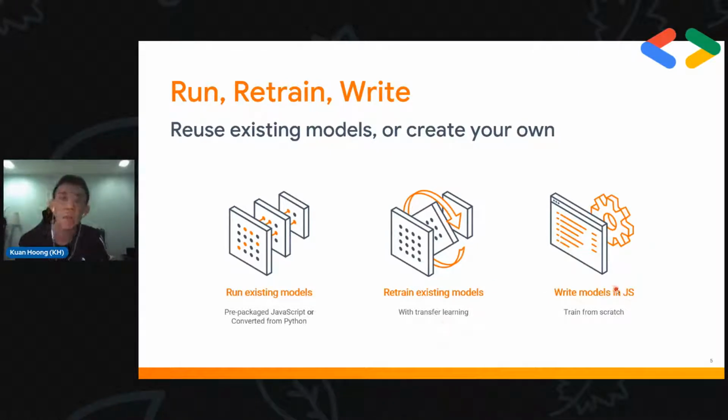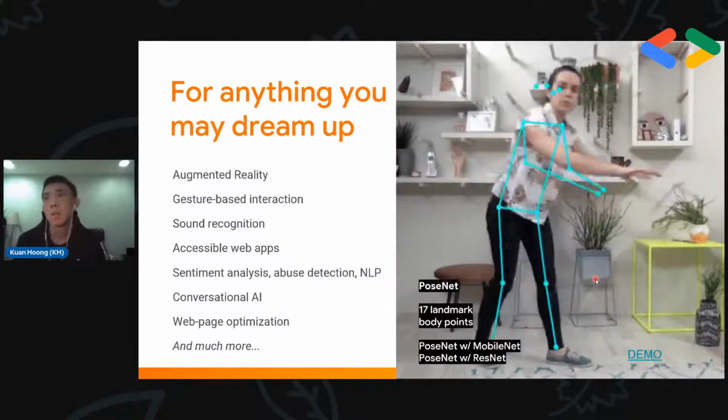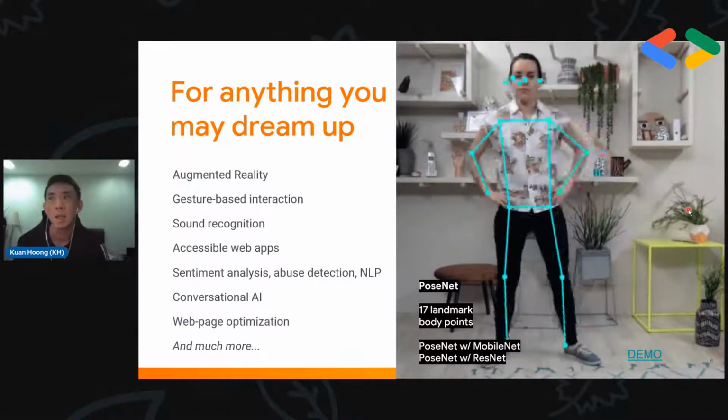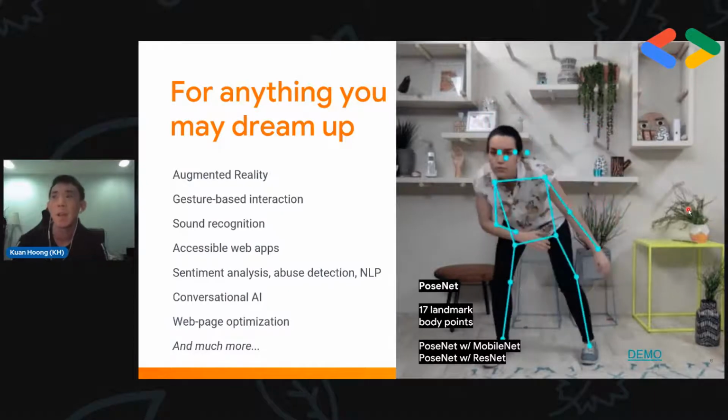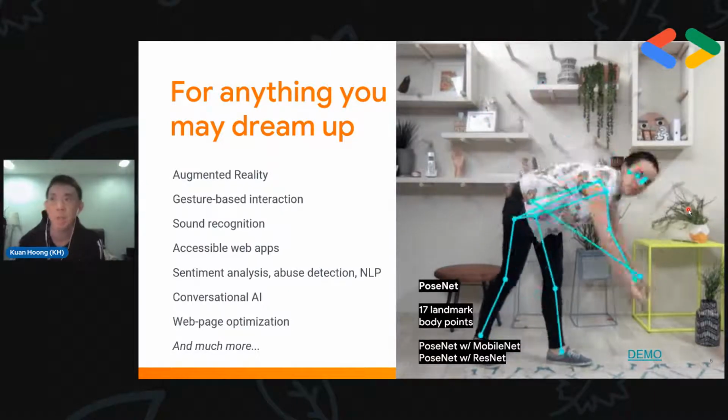Of course, the last way is if you want to start from scratch, you can write the whole model in JavaScript, then you can train the model from scratch. So basically, these are the three ways to run a machine learning model: whether you run an existing model, retrain an existing model using transfer learning, or write the whole model from scratch in JavaScript. So basically, you can do whatever you can dream of based on these three methods.